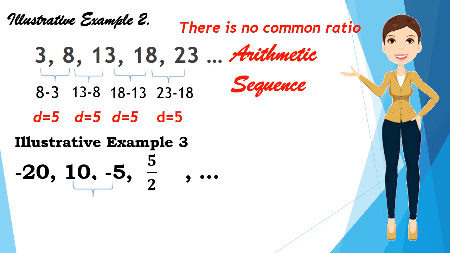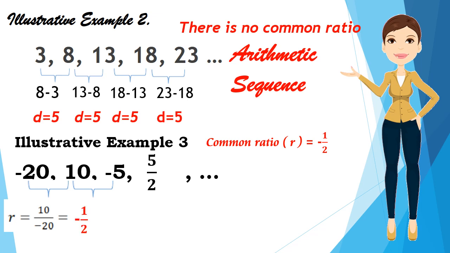Negative 20, 10, negative 5, and 5 halves. So, there is a common ratio of negative 1 half. So, let us prove that the common ratio is negative 1 half. So, we have 10 divided by negative 20. So, as you can see, there is a common factor of 10 in the numerator and the denominator. So, you have 10 divided by 10, so you have 1, and then negative 20 divided by 10, the answer is negative 2. So the answer is negative 1 half.